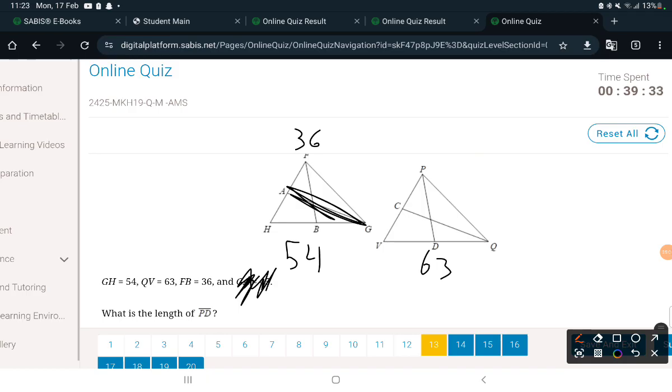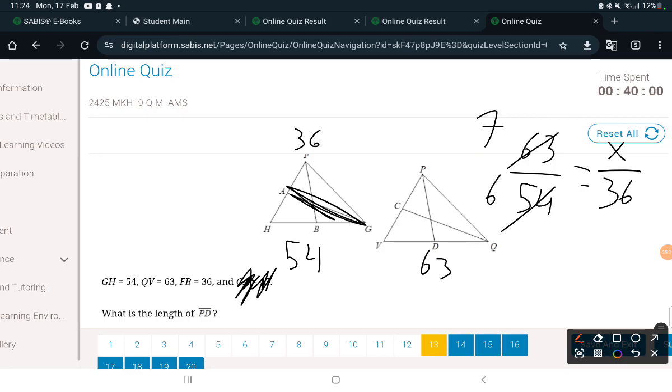Okay, so let's do 63 over 54. And since we started with the second triangle, we need to start off with PD, or as I like to call it, X, over 36. Simplify, we could divide the top and bottom by 9. This will be 7, this will be 6. And so we have 7 over 6 equals X over 36.